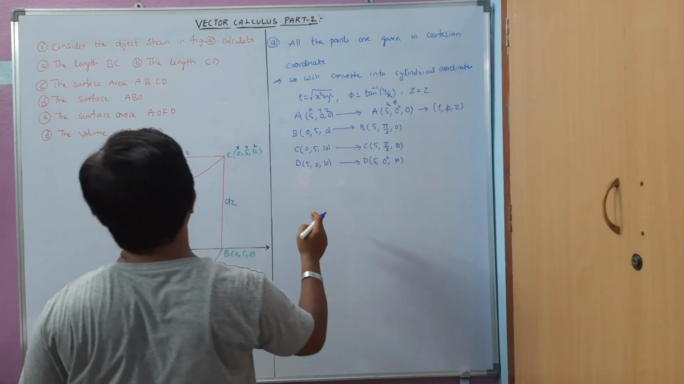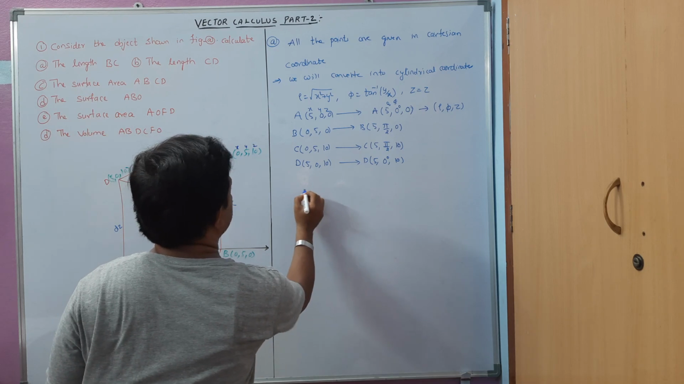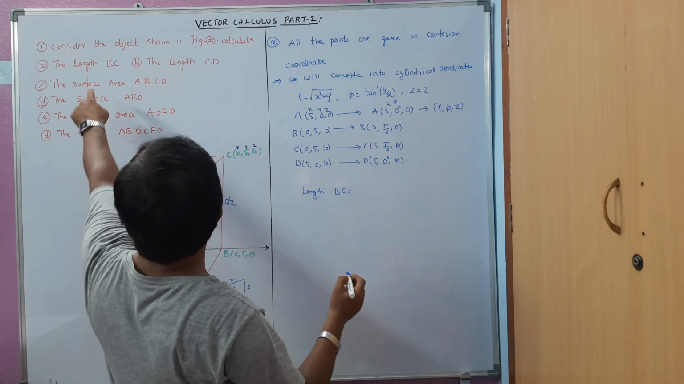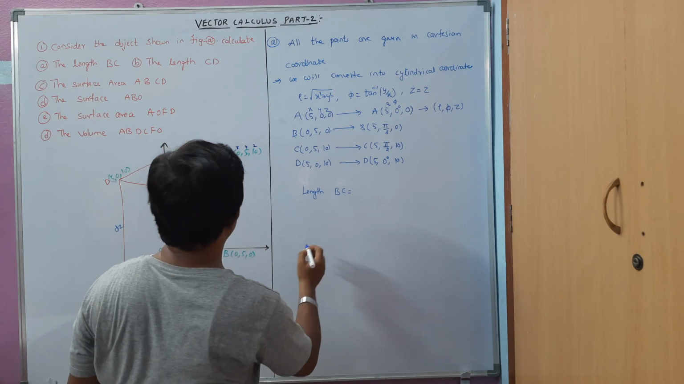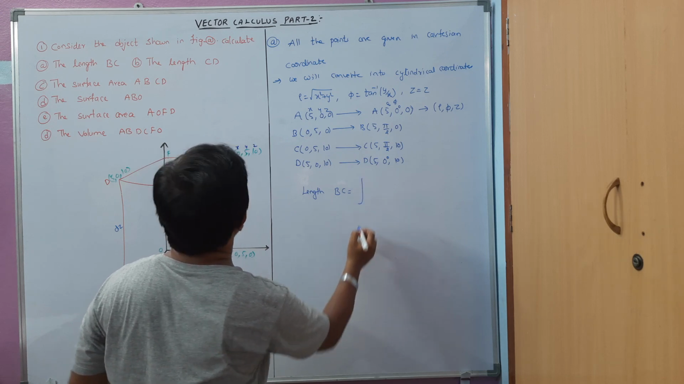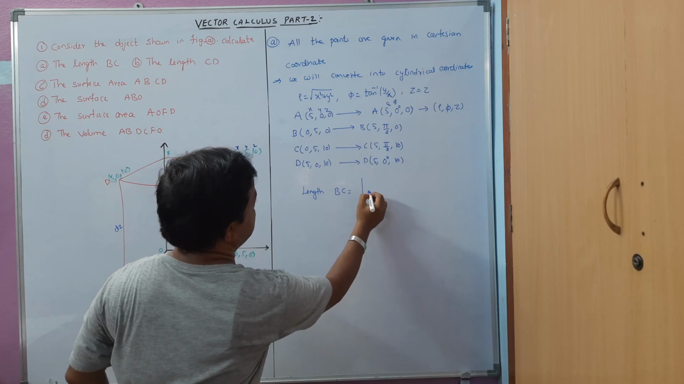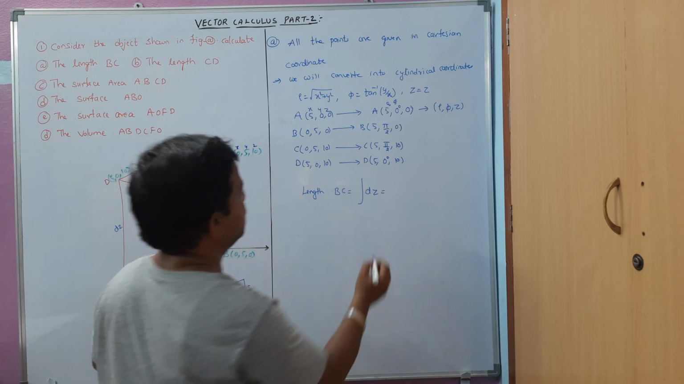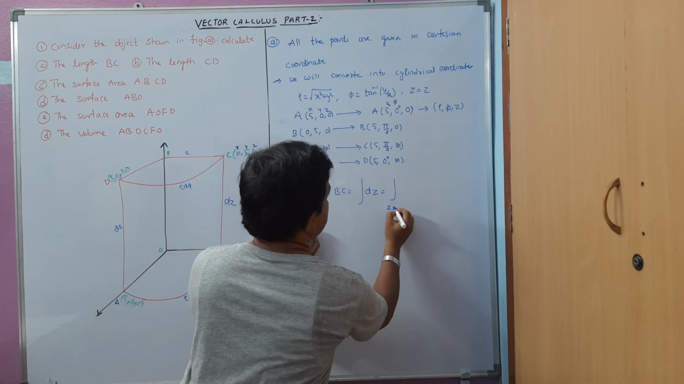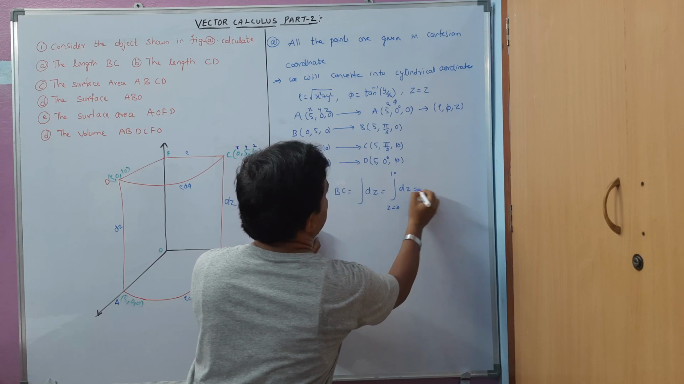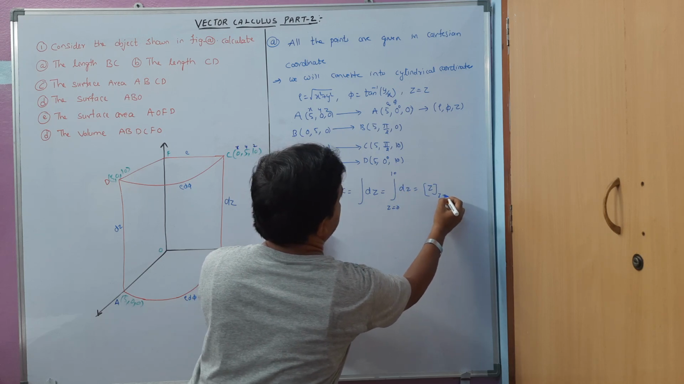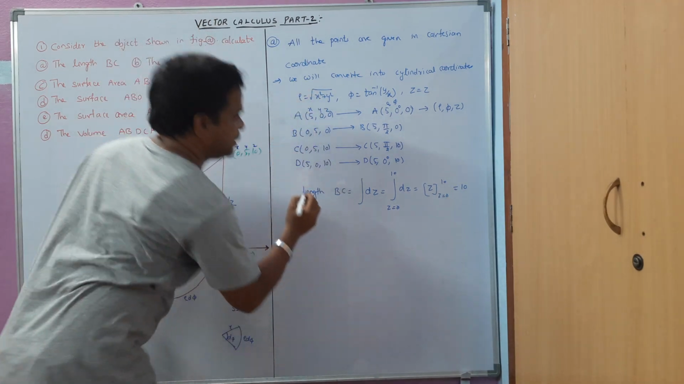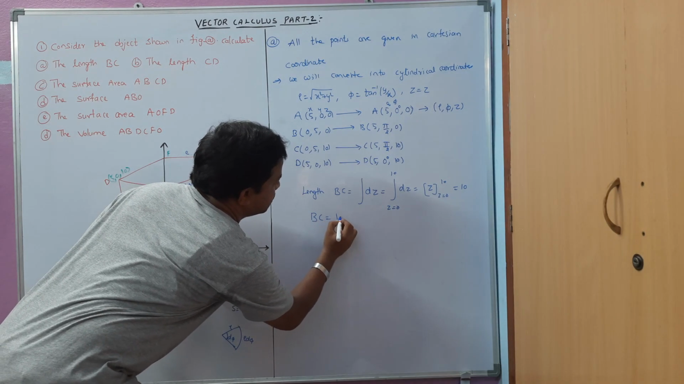Now let us take the first one, the length of BC. It is along the z axis, so I will take the line integral from B to C of dz. What is the height of z here? That is varying from 0 to 10. So I can take the integral from z equal to 0 to 10 of dz, which is equal to z evaluated from 0 to 10. So the answer will be 10. It is simple here: the length BC is 10.